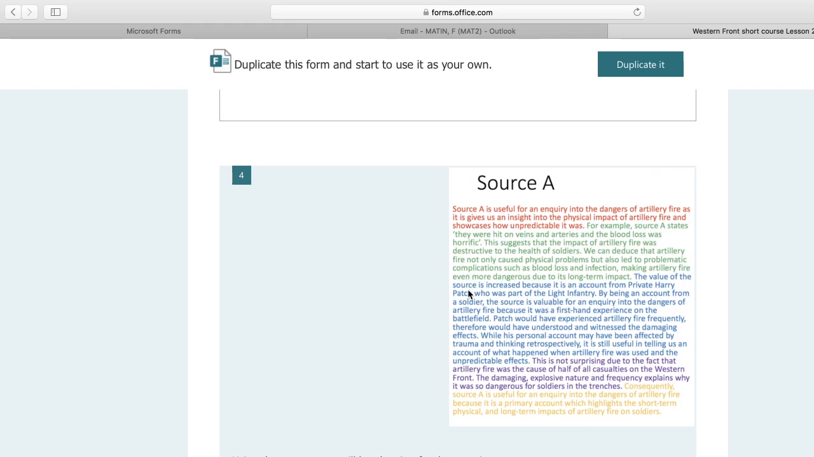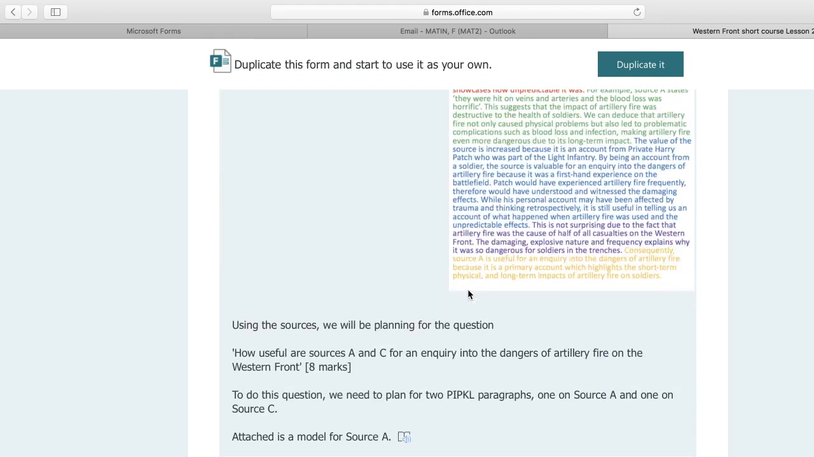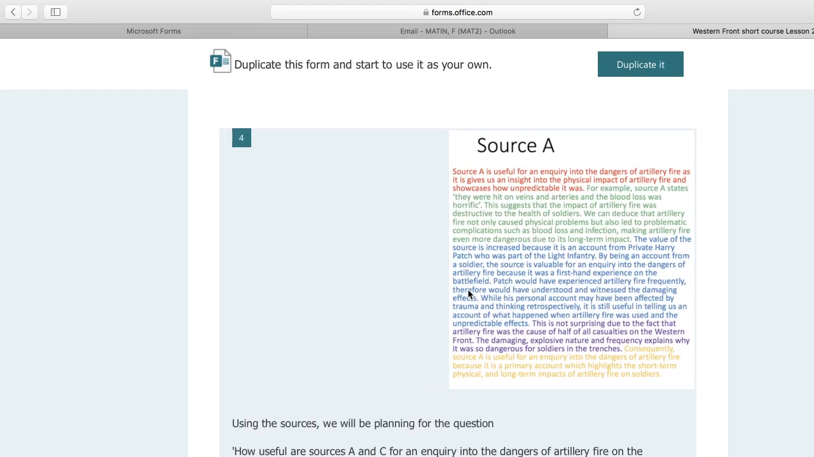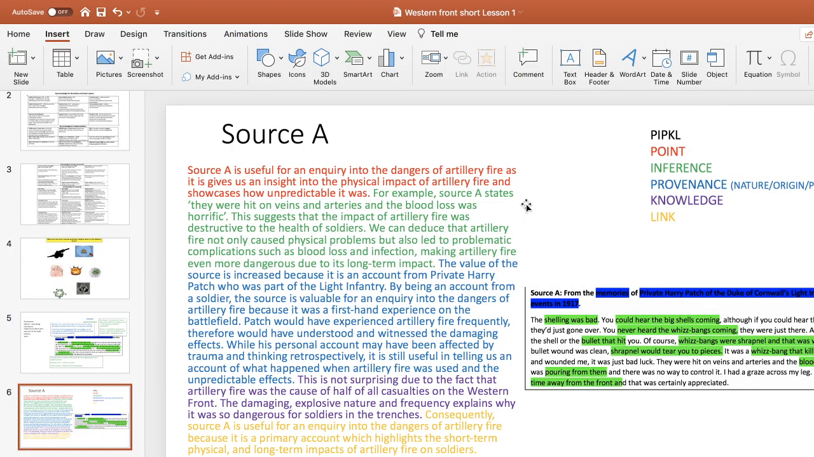After you've done that, I want you to actually write a PIPCAL paragraph for source C. I've put down source A for you, so I'm just going to read it out to you so that you can get an idea of what I want you to do. So source A, just so you can see the colour, it's point, inference, provenance, knowledge, and link. That's our PIPCAL paragraph.